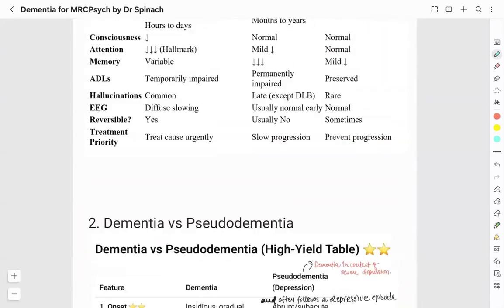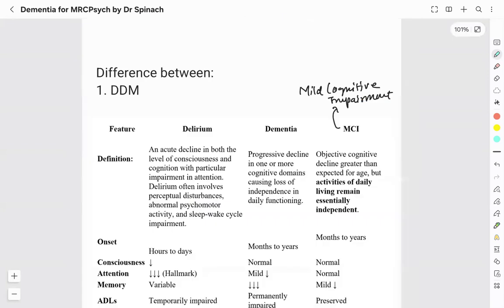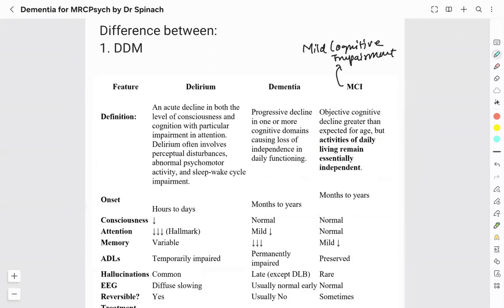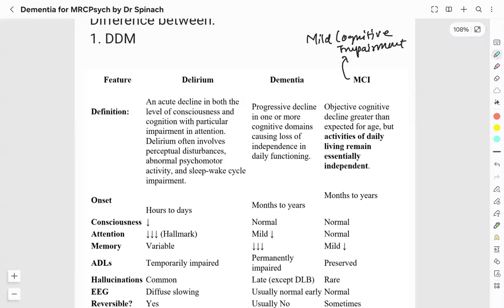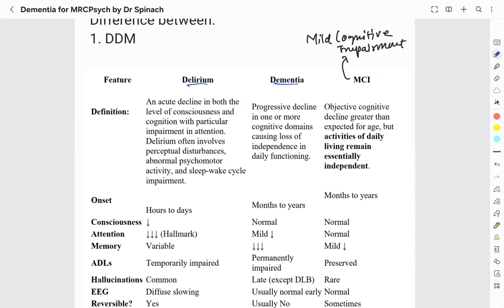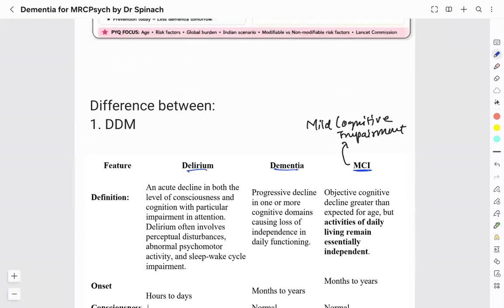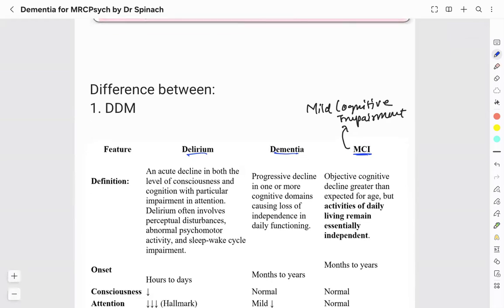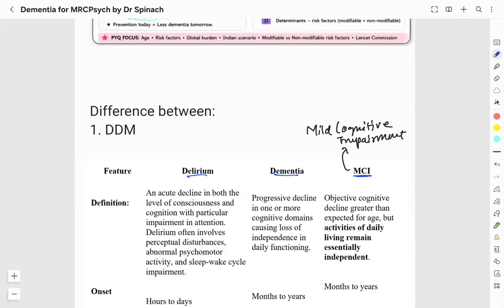Okay. Moving on. These are the differences between them. This is most commonly asked in the question: how are you going to differentiate between delirium, dementia, and mild cognitive impairment? In the delirium session, we discussed delirium and dementia, but we did not discuss mild cognitive impairment. So could you tell me what you know about these? How do you think you are going to differentiate these three?